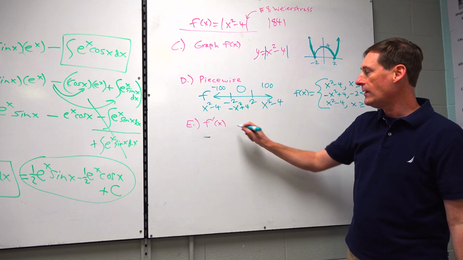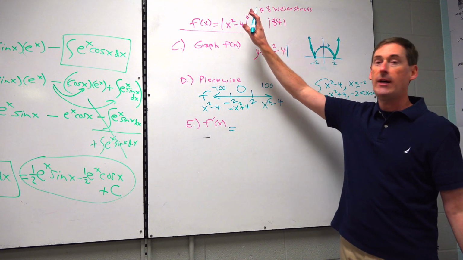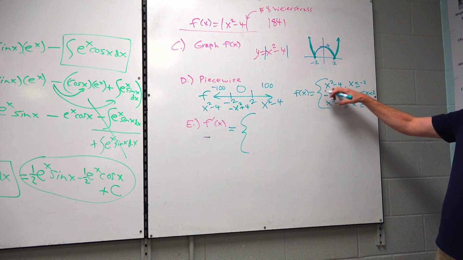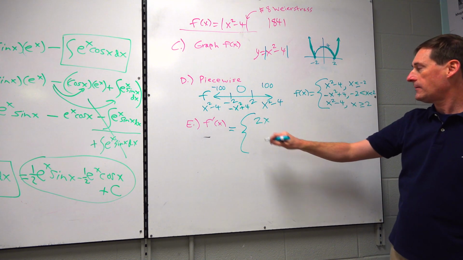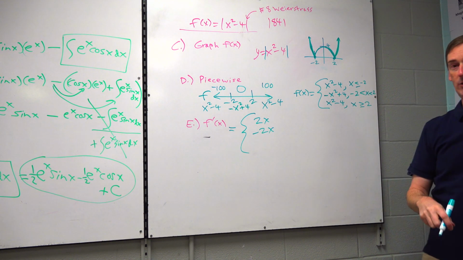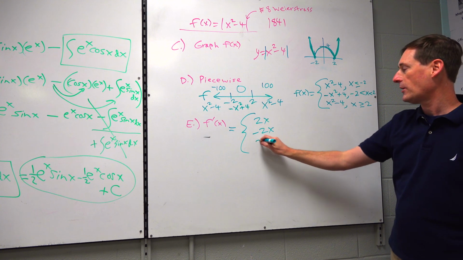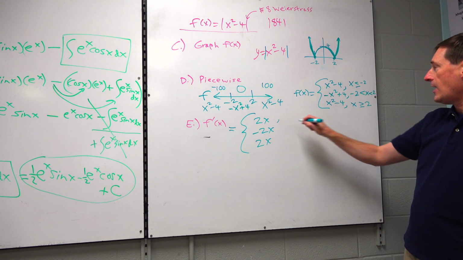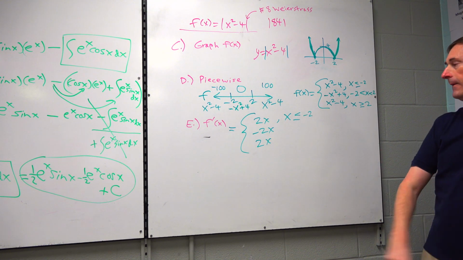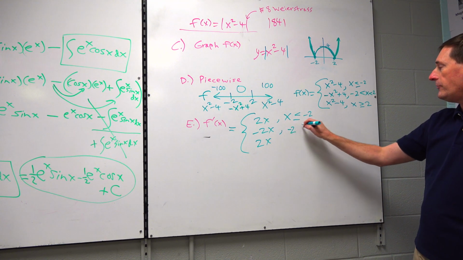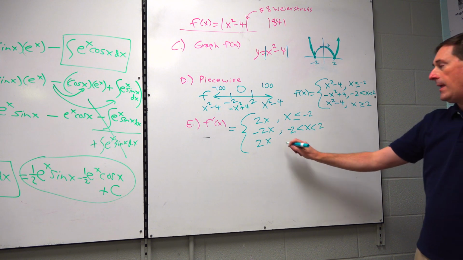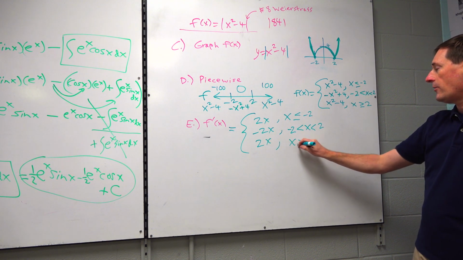So, what's the derivative of f of x? Well, you couldn't have done it with the bars. You can only do it as a piecewise function. x squared minus 4 goes to 2x. Negative x squared plus 4 goes to negative 2x. And x squared minus 4 goes to 2x. So the top one was what? x less than or equal to negative 2. The middle one was negative 2 less than x less than 2. And the last one was x greater than or equal to 2.